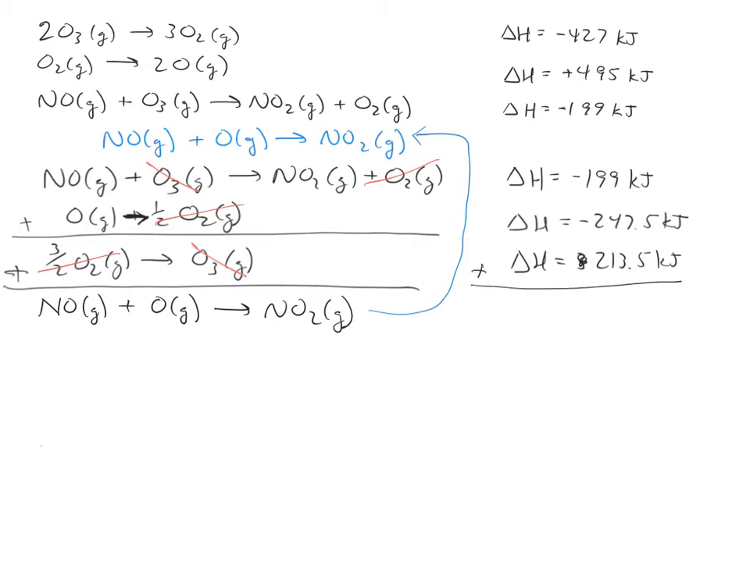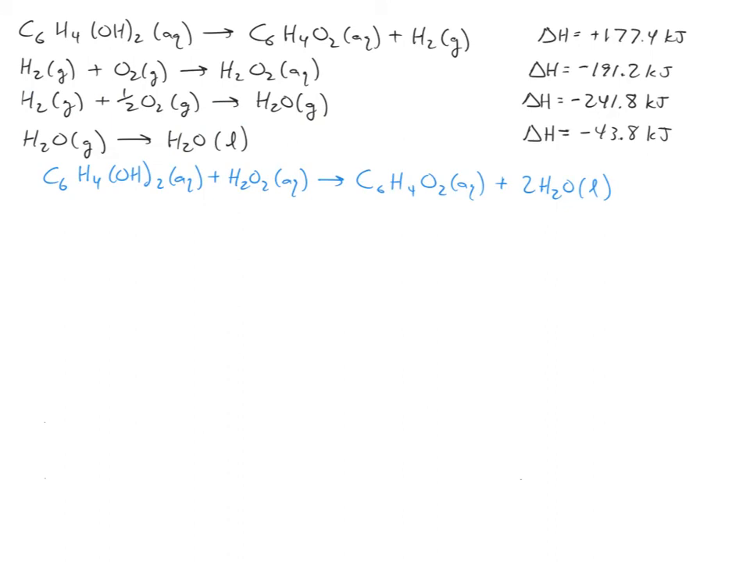I can add up my delta H's, negative 199 plus negative 247.5 plus 213.5, and I get that the delta H of my unknown reaction is negative 233 kilojoules. So that then is the answer to what's the delta H for my unknown reaction in this case. All right, next reaction, next problem. Here again, I have a more complicated unknown reaction, seemingly, and now I have 4 reactions I'm going to use together to make this. But we follow the same exact path.